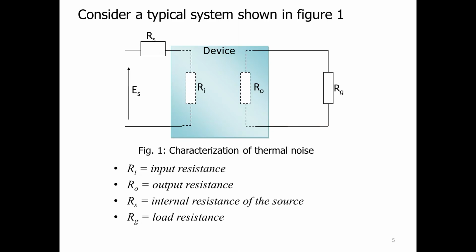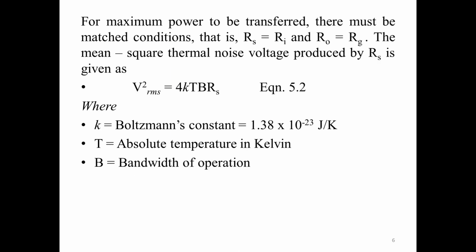If we consider a typical communication system as shown in Fig 1, you have the input resistance, the output resistance, the internal resistance of the source given as Rs, and the load resistance given as Rg. For maximum power to be transferred, there must be matched conditions. That is, Rs must be equal to Ri and R0 must be equal to Rg.